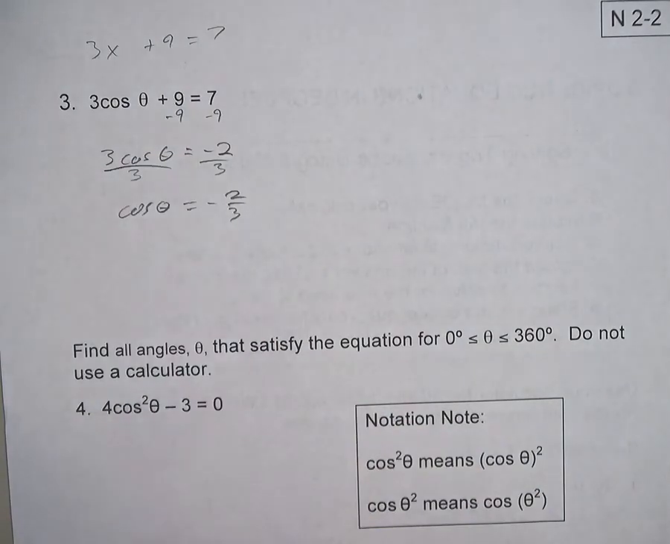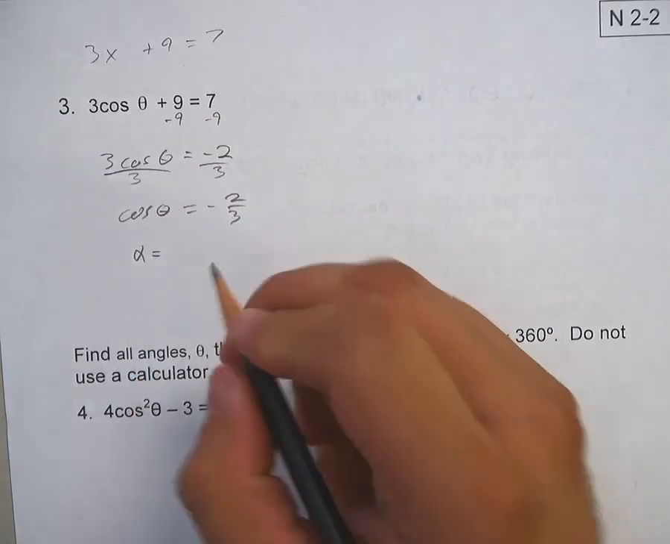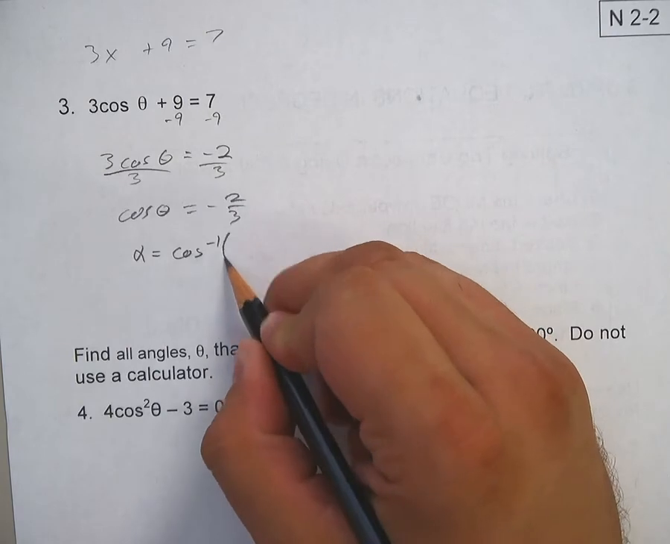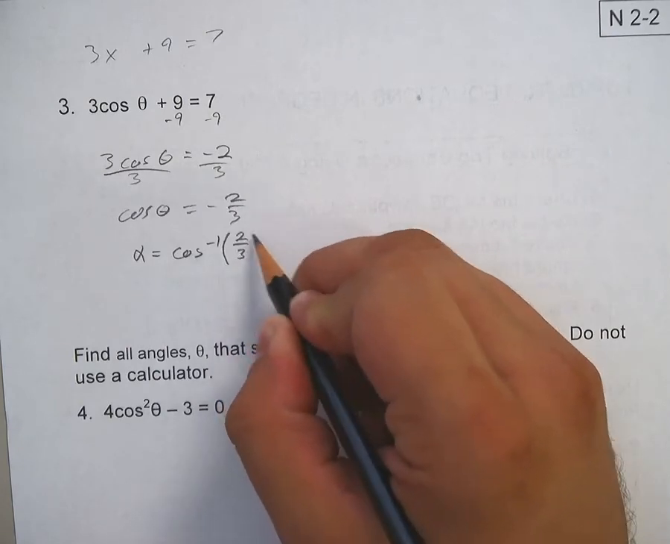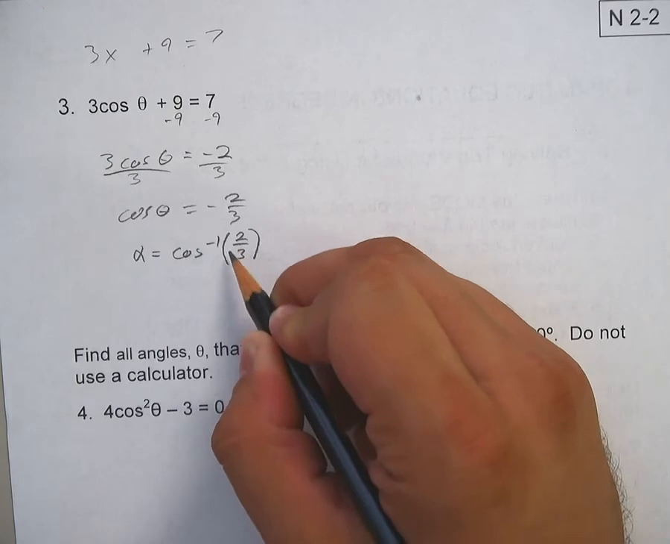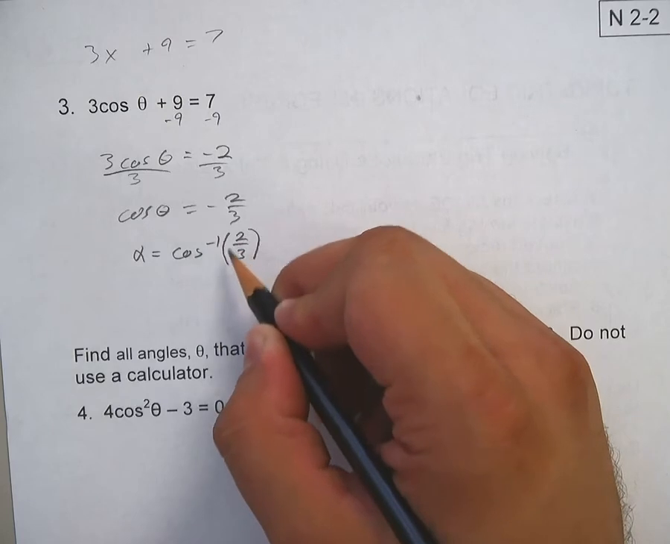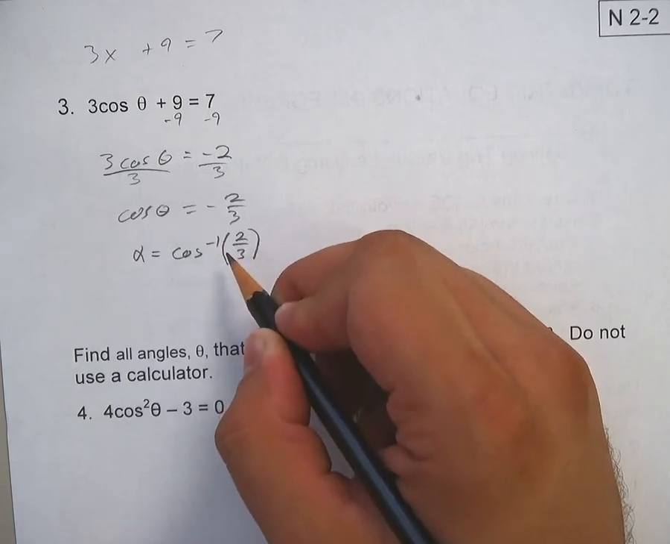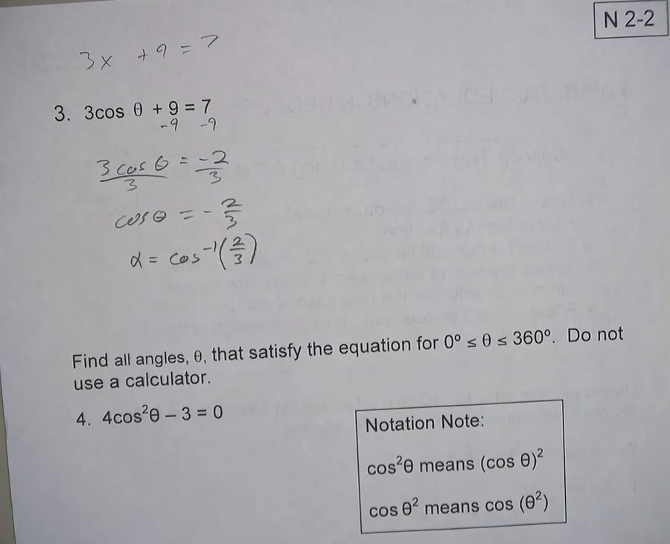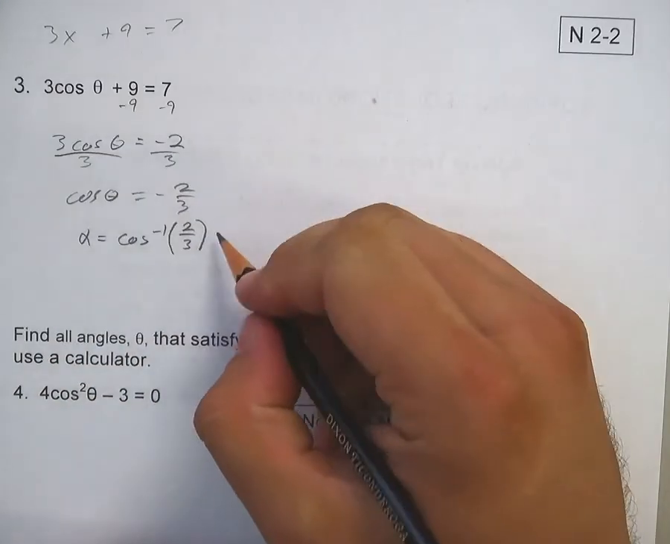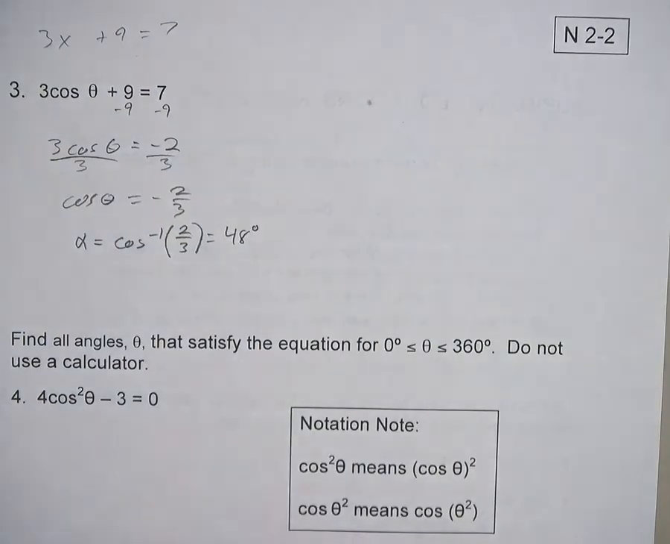Solve for theta, then do the inverse to come up with alpha. So alpha is going to be the inverse cosine of 2/3. Please remember that you are forgetting the fact that it's negative for right now, just like we always have, because it's a reference angle. Reference angles are always positive. So forget the fact that it's negative. Punch in numbers, and you get 48 degrees.